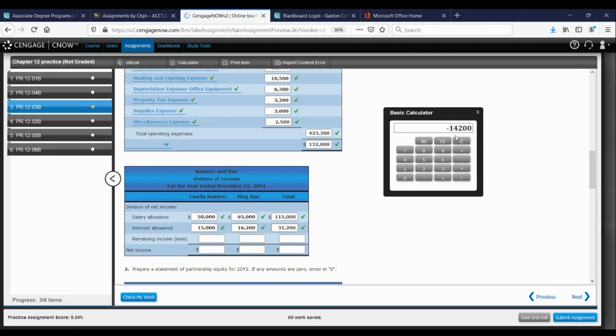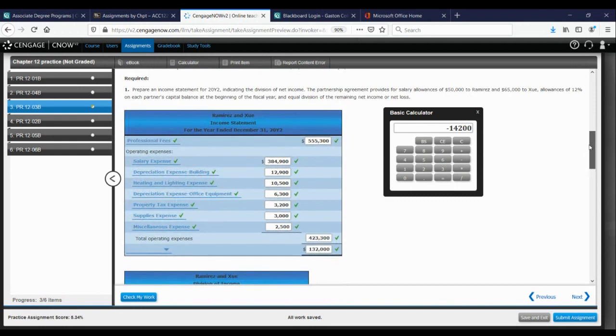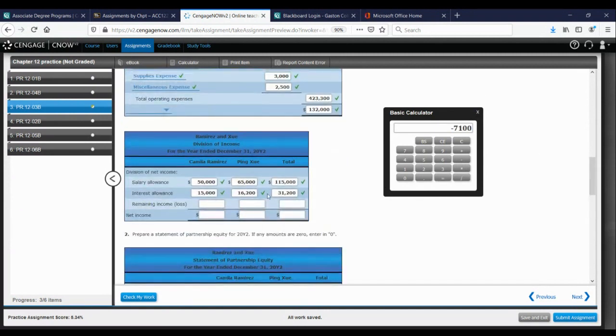That's because the total allowances, these two items here, were more than the net income amount that we calculated. The difference is going to be negative. Now, in our problem, they told us that we were to divide equally the division of the remaining net income or loss. So we're going to divide this by 2, since there are 2 partners, to get the equal amount of negative 7,100 that each one of these are going to share in.